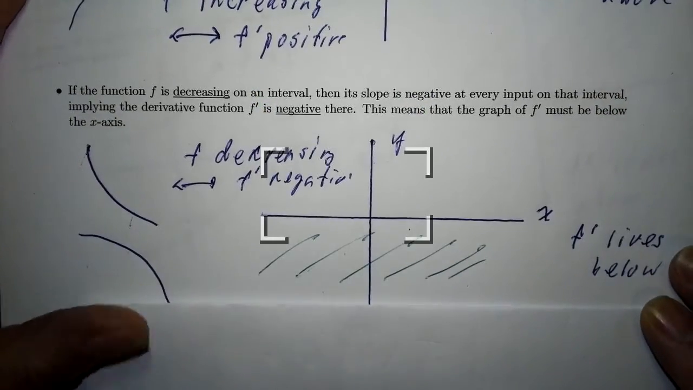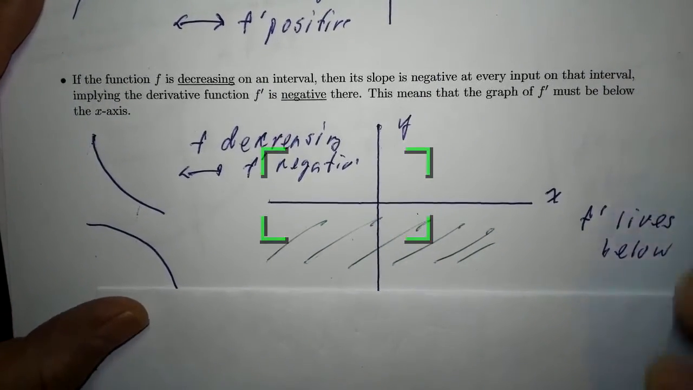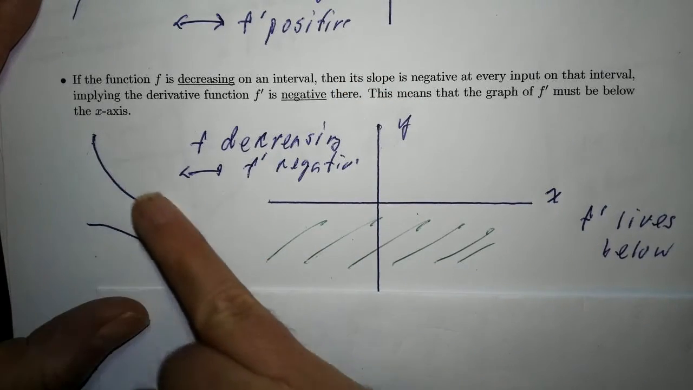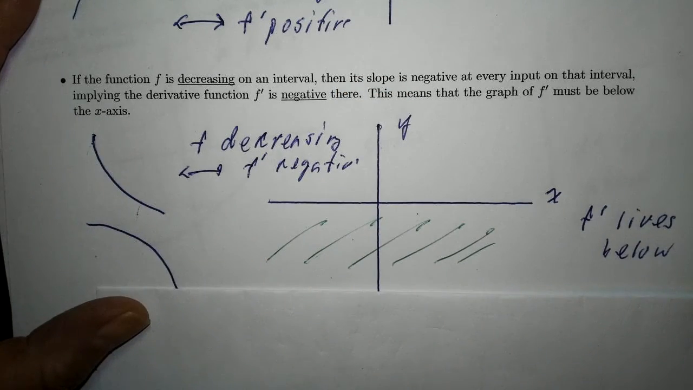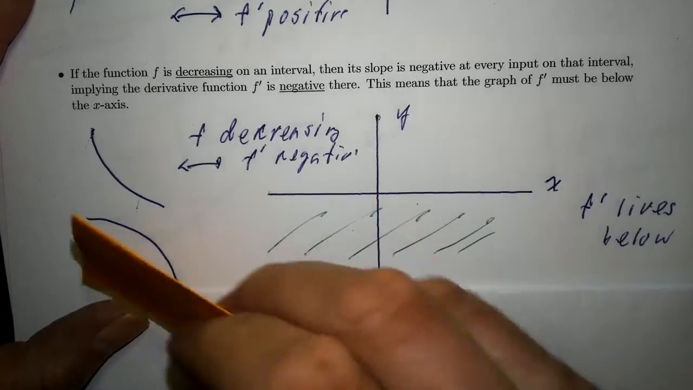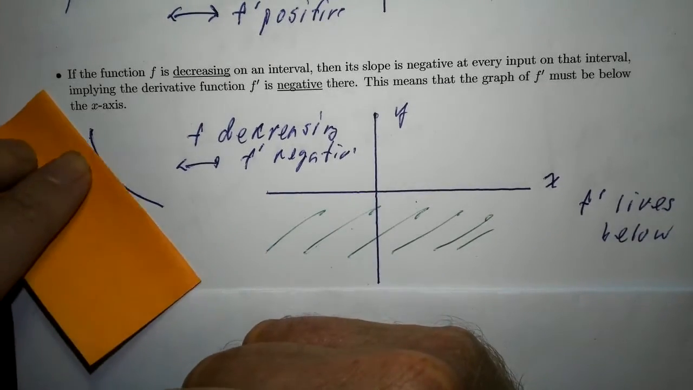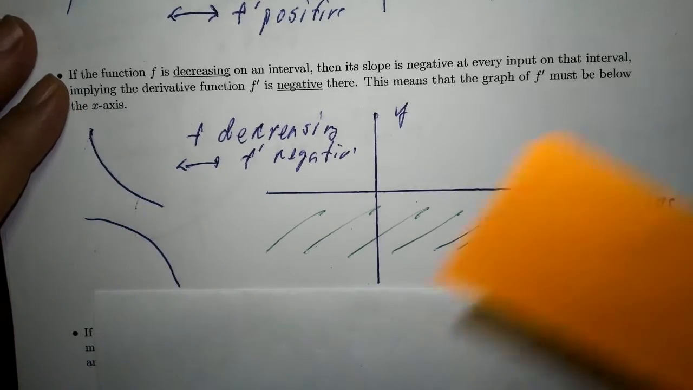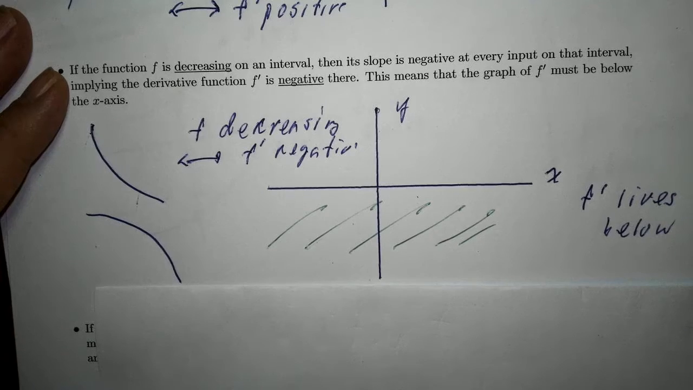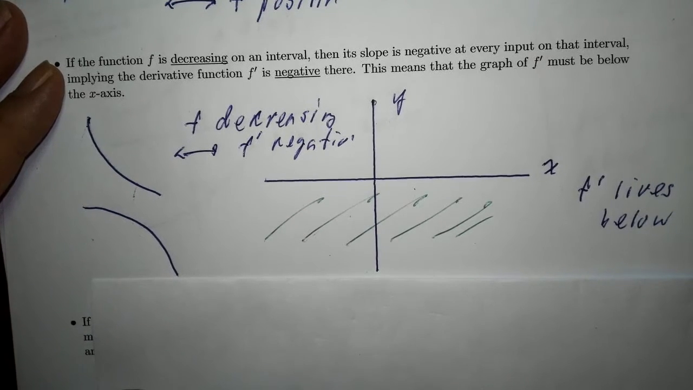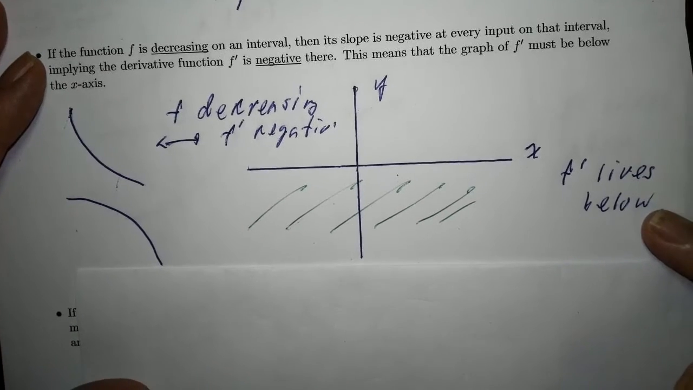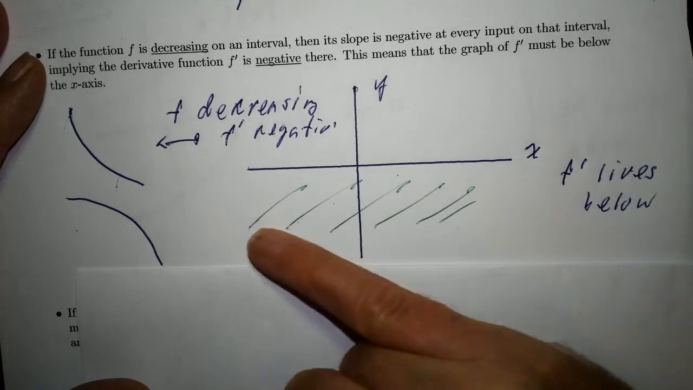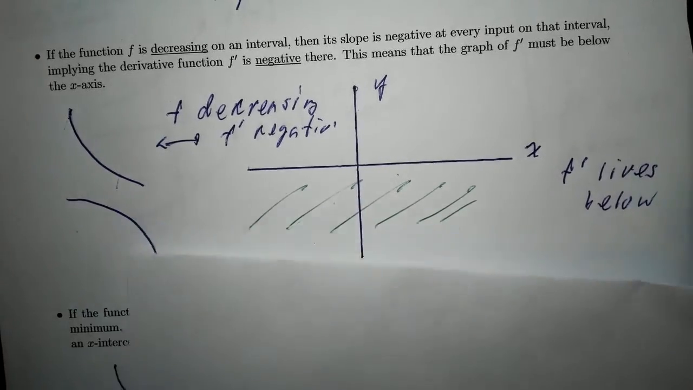Let's take a look at the flip side of the coin. Let's say a function is decreasing, so maybe the function looks like that, maybe the function looks like that. At each point on either curve, the tangent line slope is always negative, but the slope of the tangent line is the derivative. So the derivative is always negative, which means the derivative graph, whatever it looks like, has to live below the horizontal axis.